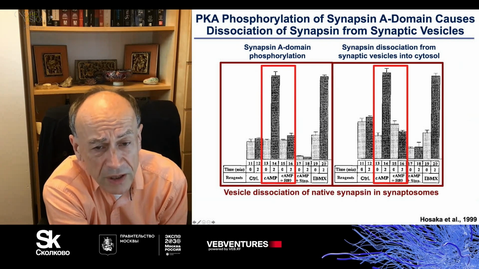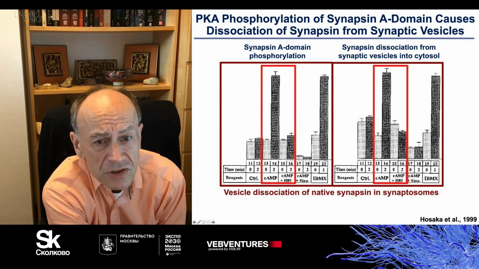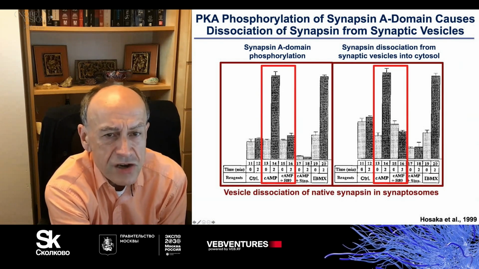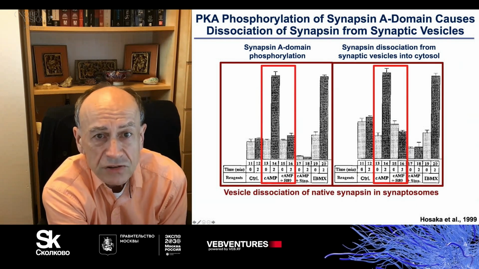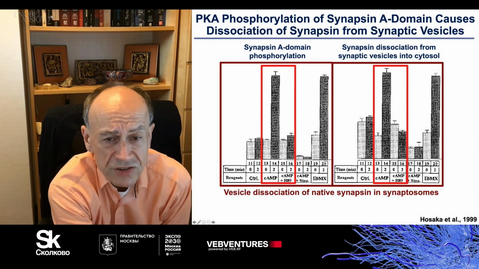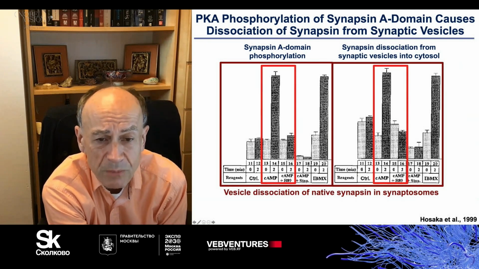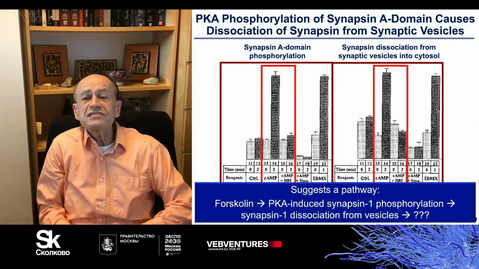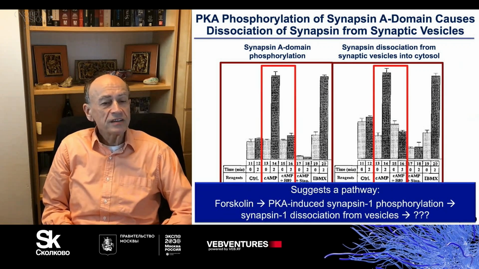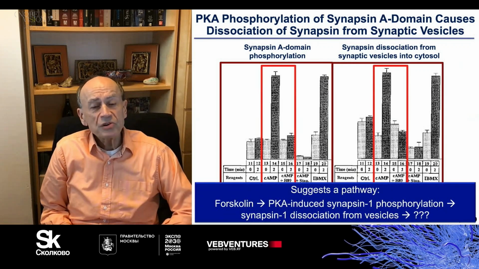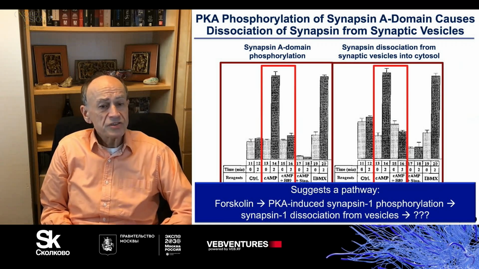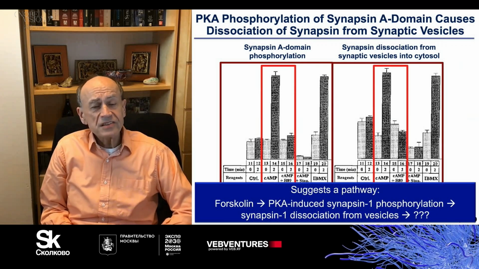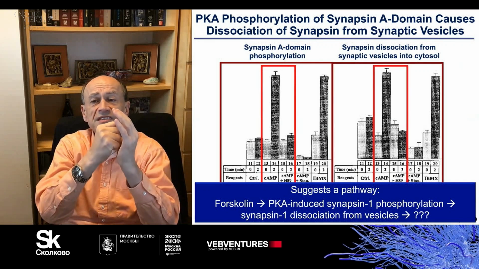When you look at the right, in this framed part of the slide, you see that cyclic AMP increases the dissociation as it increases the phosphorylation. So synapsin 1 dissociates from the synaptic vesicles, and this can be prevented by blocking cyclic AMP-dependent protein kinase A. So this suggests a pathway whereby forskolin induces the dissociation of synapsin 1 from synaptic vesicles by phosphorylating synapsin 1. And it suggests that it's the synapsin 1 that's on the vesicles that's active.